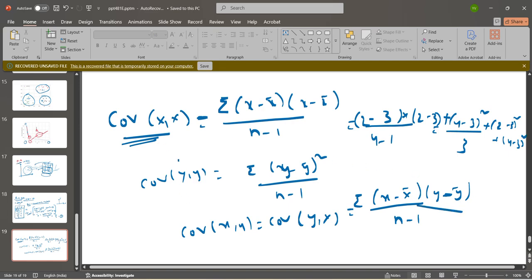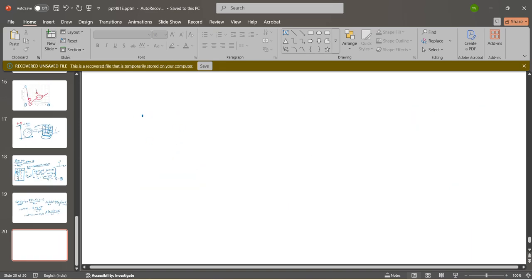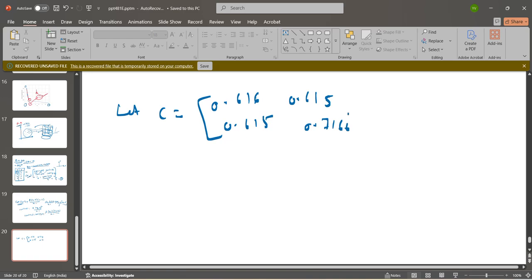If you calculate all such things, xx, xy, yx, and then yy, and put them together in one matrix, you will get the covariance matrix. Let us say the covariance matrix is, I am just randomly selecting, 0.616, 0.615, 0.615, 0.7166. This is the covariance matrix. This is step 1, the covariance matrix.